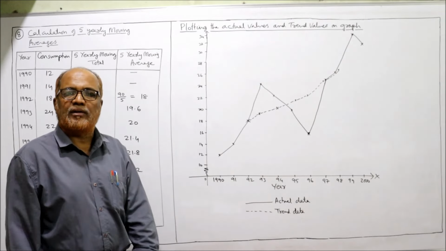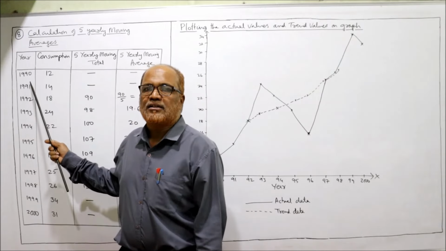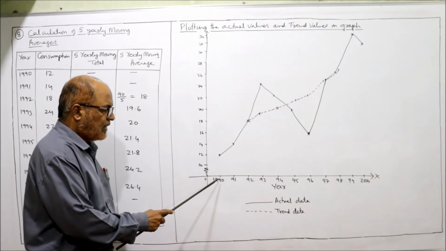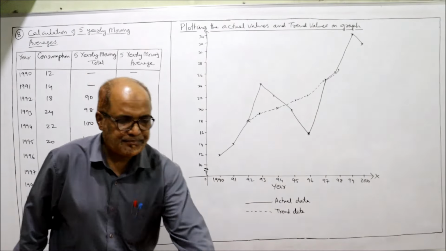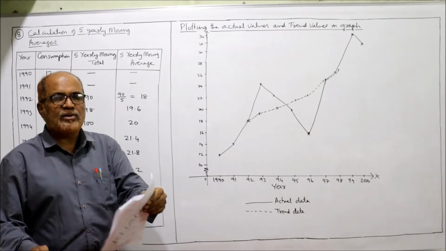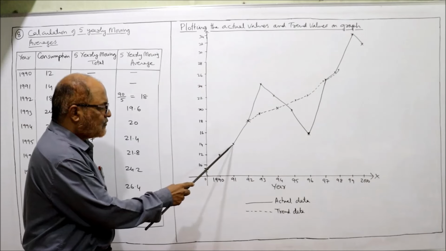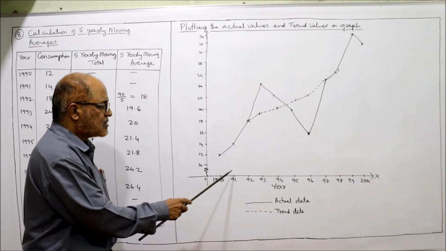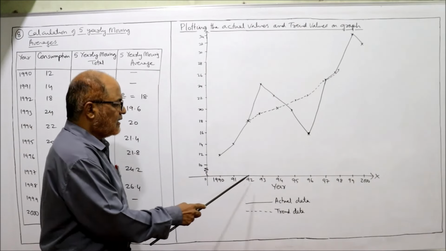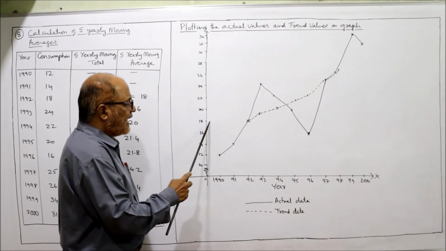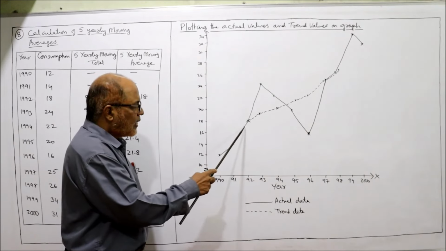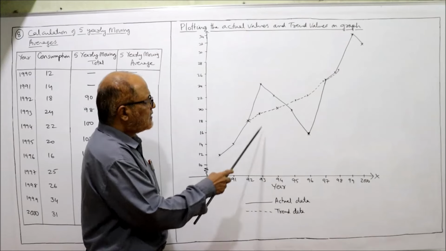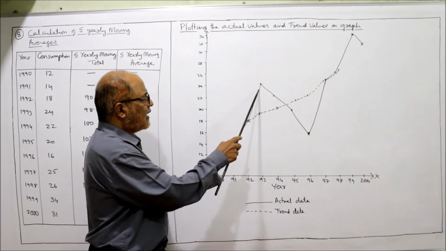Now we have to plot the points. First year is 1990. The consumption value is 12. So for 1990 against 12, put a mark. For 1991, the value is 14. So 1991 against 14, put a mark here. Join these 2 points by free hand. Next, 1992, it is 18. So 1992 against 18, put a mark. Then join this mark. Then 1993, it is 24. So 1993, 24 is here. Put a mark and join the point.